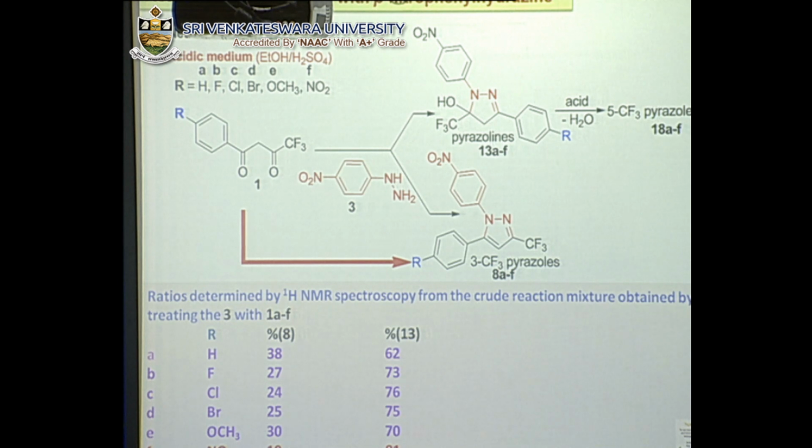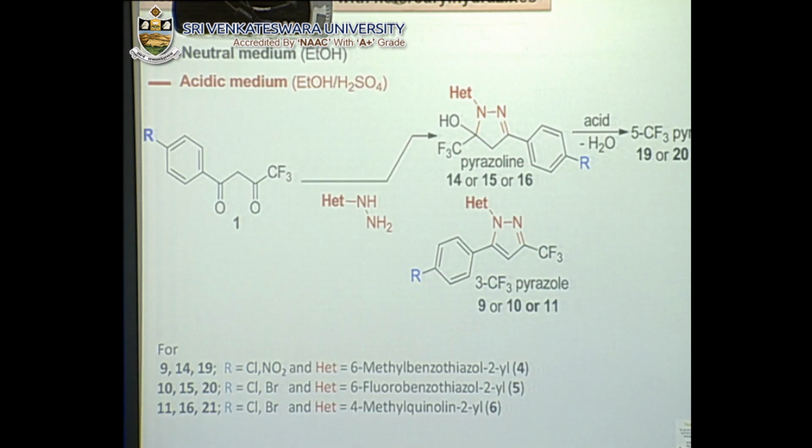and the ratio of these two compounds in neutral condition was determined on the basis of proton NMR spectroscopy. So, here you can see in the case of nitro, the 3-trifluoromethyl pyrazole is 19% and the hydroxypyrazoline is 81%. However, it is somewhat less in the case of methoxy, 70-30. By increasing the electron withdrawing nature of the hydrazine, we considered some heteroaryl hydrazines, and in neutral medium we obtained only 5-hydroxypyrazoline. However, in the case of acidic medium, we get only this type of 3-trifluoromethyl pyrazole.